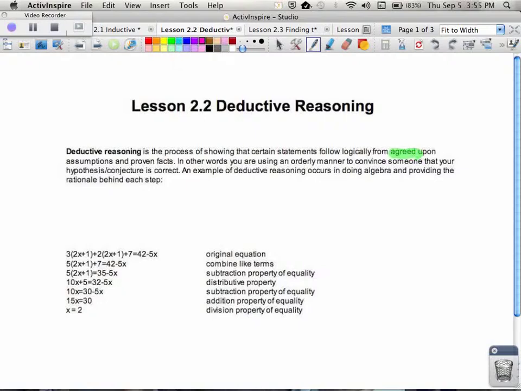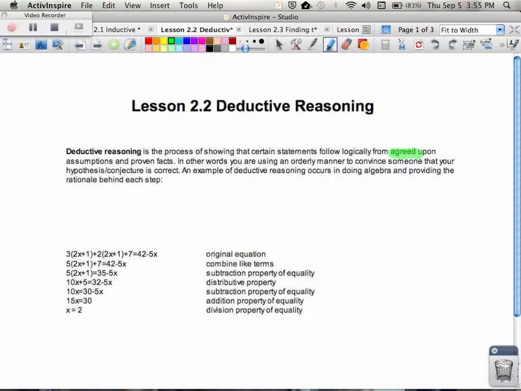more than anything else. And then once you do that, you know that there are certain things you agreed on, like point, line, plane, and proven facts. And then from there, you use some kind of orderly manner to convince somebody that your hypothesis or conjecture is true. An example occurs when we do algebra, and then you provide the rationale for each step.